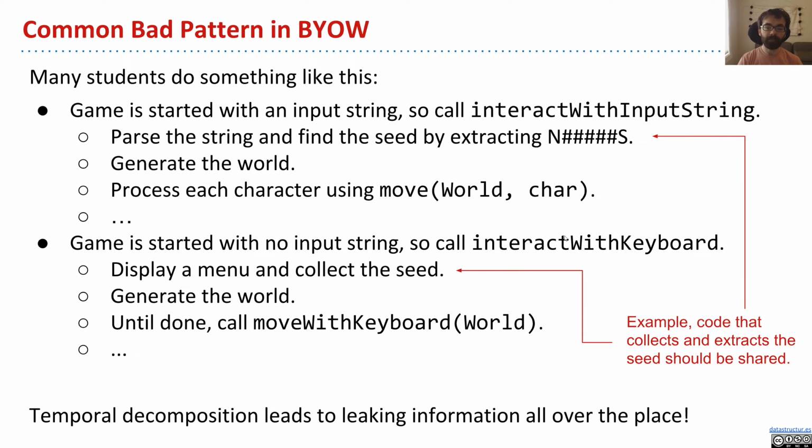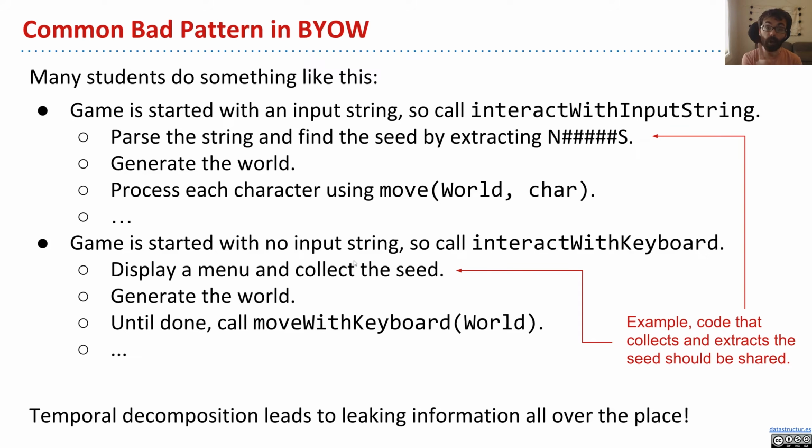Now the other thing that can happen is calling interact with keyboard. So in this case, we need to display a menu and collect the seed. Then we generate the world, and until we're done, we're going to call move with keyboard world, some totally different method. Now, students do realize that maybe this world generation code should be reused, but there's a lot of information leakage across all these other aspects of the design. So for example, I often see students where the code that parses the string and collects the seed is completely disjoint from the version whenever you're interacting with the keyboard.